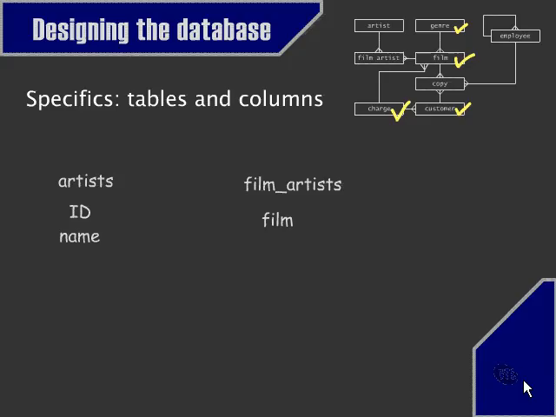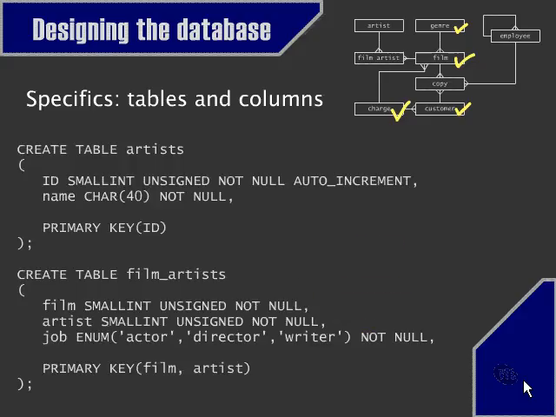In film artist, the bridging table, we're going to store the film, which will relate to the ID column of the films table. We're also going to store the artist, which will relate to the ID column of the artist table. We're also going to have the particular job that the artist has done on the film. This will be one of three choices: actor, director and writer. As you can see, here are the two sets of SQL statements to create those two tables.